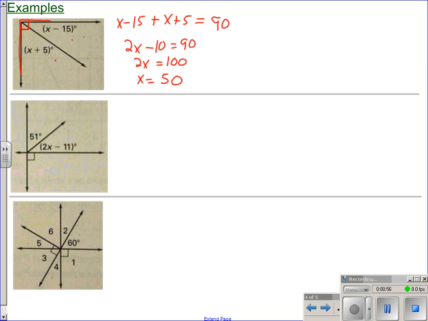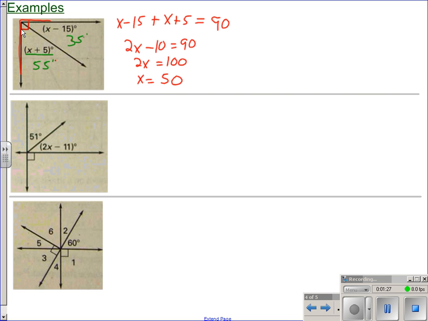Now, I didn't really put a question on this, so the question may be solve for x. It may be figure out the angle measurements, in which case, what are the angle measurements equal to? Looking at this bottom angle, x plus 5, if x is 50, this angle is 55 degrees. 50 minus 15 is 35 degrees. So just pay attention to the question and make sure you're answering the actual question.